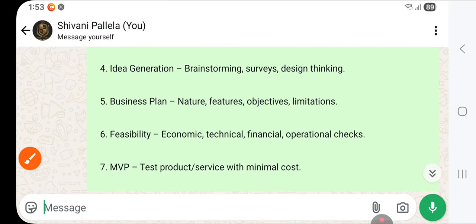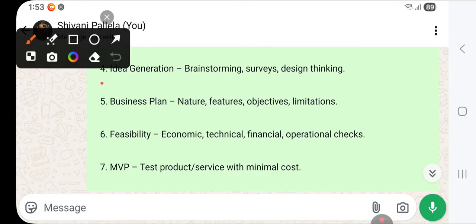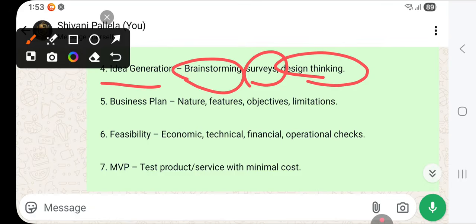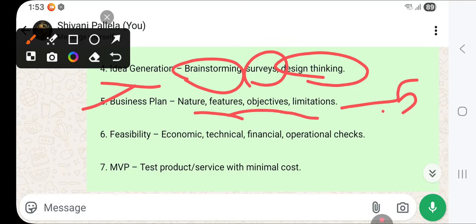Next, idea generation concept. If you are getting an idea generation question in the third unit, it means brainstorming, surveys, design thinking. This type of points you need to include in that answer. Next one, business plan. This is the fifth unit. So the nature, features, scope, and objectives of the business plan are also important.